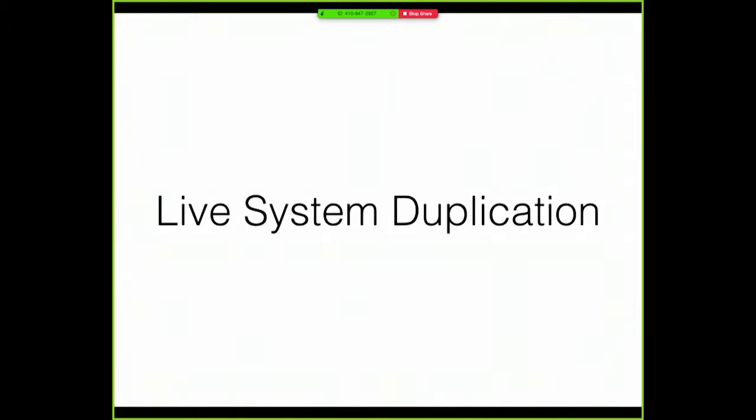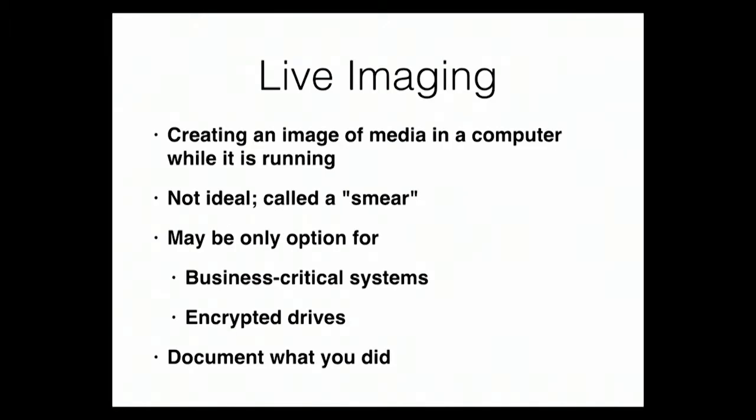Anyway, then of course there's live duplication, which is far more directly relevant to us for most of the evidence we're going to be collecting here. If you do a live image, recording a system while it is on or in use, then the data is changing while you measure it. That's called a smear. So some files will be in a strange condition, like part of the edits, not all the edits. But this may be your only option.